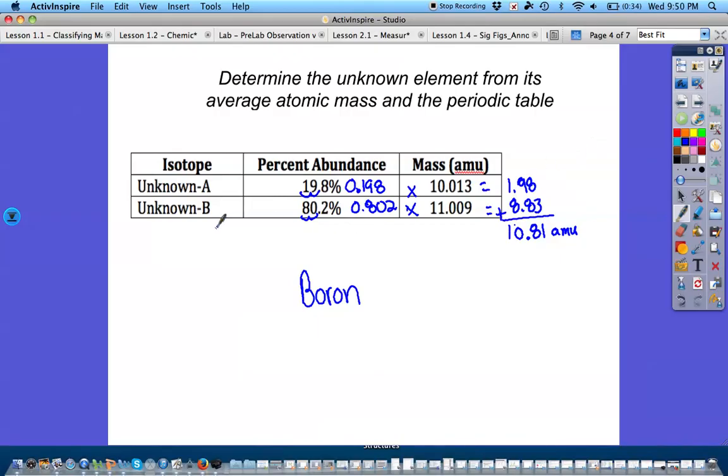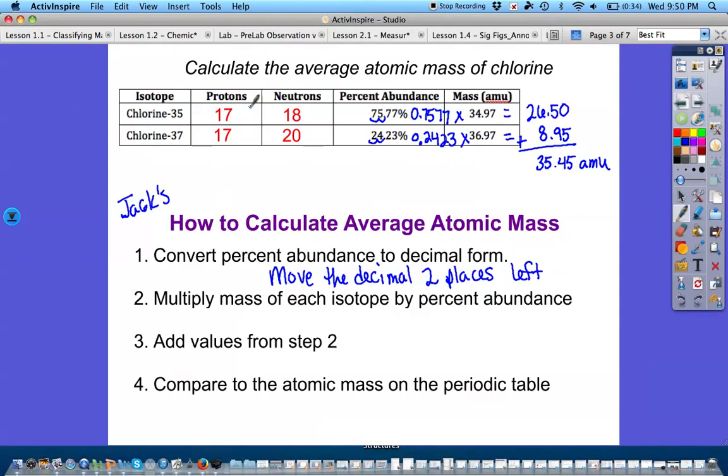So notice that the mass 11.009 is the most abundant isotope, and the average atomic mass is closest to that mass. The same is true for chlorine. Our isotope that's most abundant is chlorine-35, and our average atomic mass is closest to that.